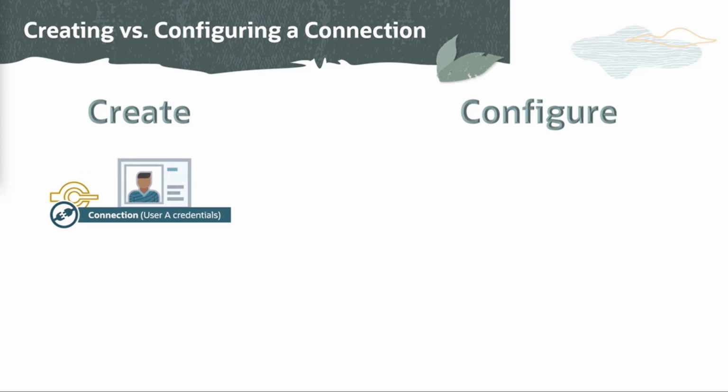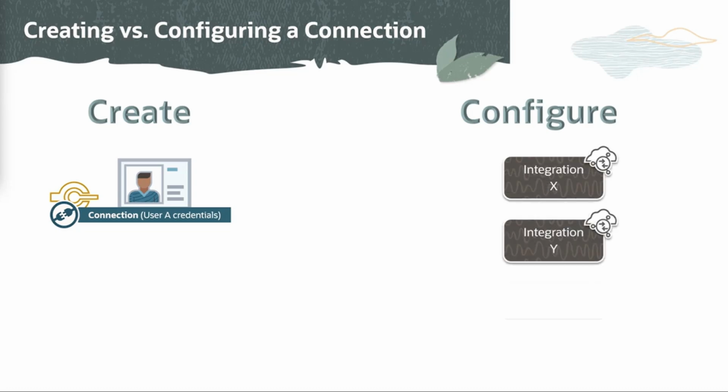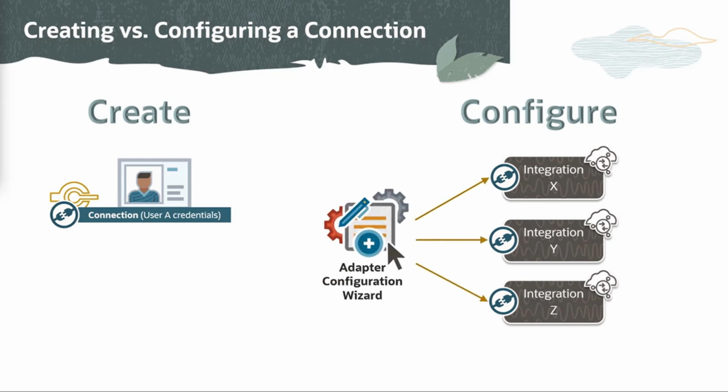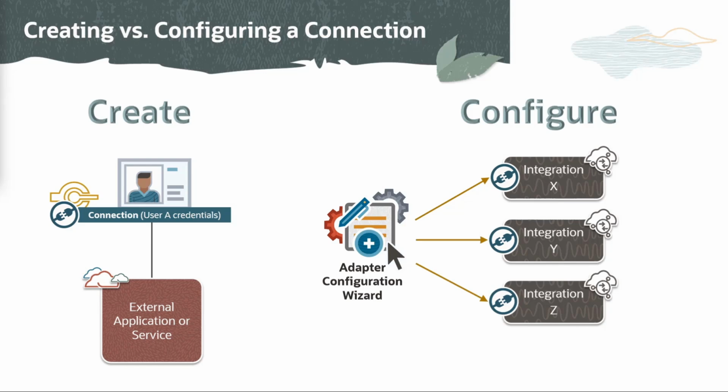Once you have created or defined a connection based on a specific type of adapter, it can then be used by multiple integrations to satisfy a wide variety of use cases. In fact, most of the time, it is the configuring of a connection that will comprise the bulk of your integration implementation work, leveraging the adapter configuration wizard when you add the connection to the integration. In almost all circumstances, creating a connection resource involves associating it with a specific external application, service, or system to which OIC will be communicating with at runtime.